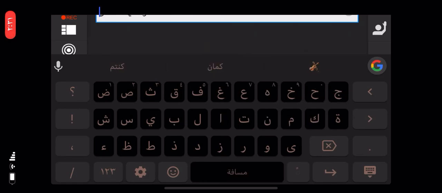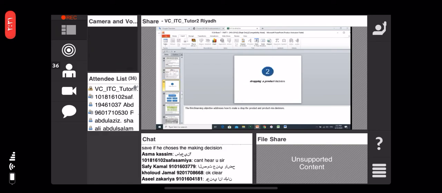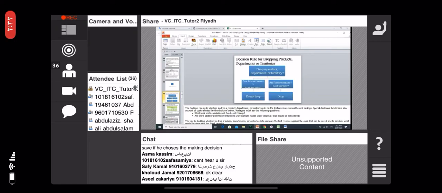Okay guys, this is the first decision. We will go now to the second decision: decisions for drop or do not drop a department. When can we say we will go to drop a department, we will go to close a department, we will go to close a product?